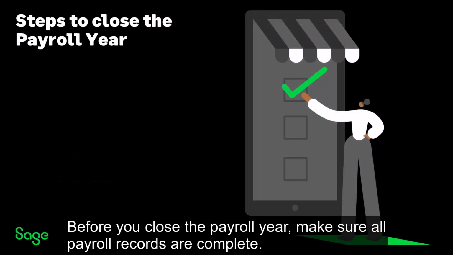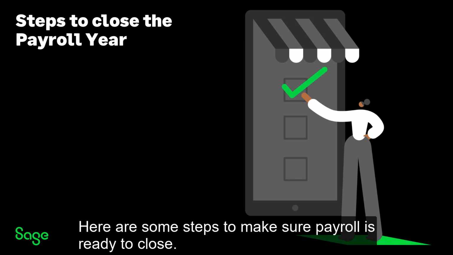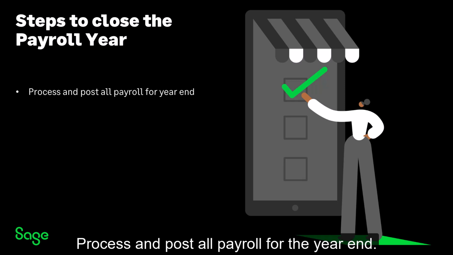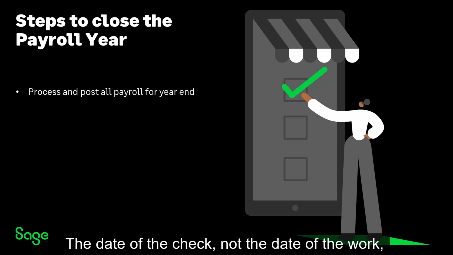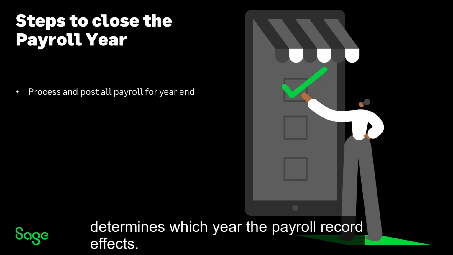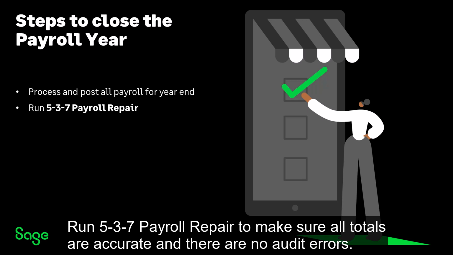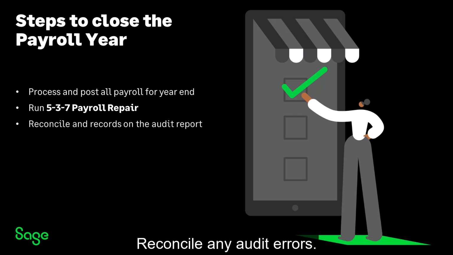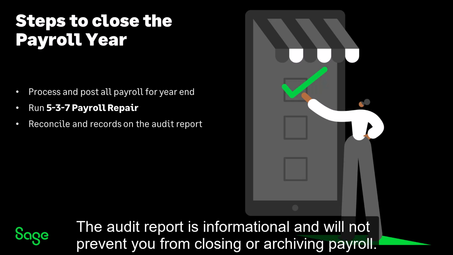Before you close the payroll year, make sure all payroll records are complete. Here are some steps to make sure payroll is ready to close. Process and post all payroll for the year end. The date of the check, not the date of the work, determines which year the payroll record affects. Run 537 payroll repair to make sure all totals are accurate and there are no audit errors. Reconcile any audit errors. The audit report is informational and will not prevent you from closing or archiving payroll.